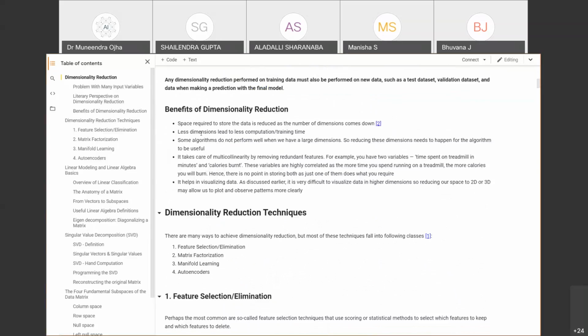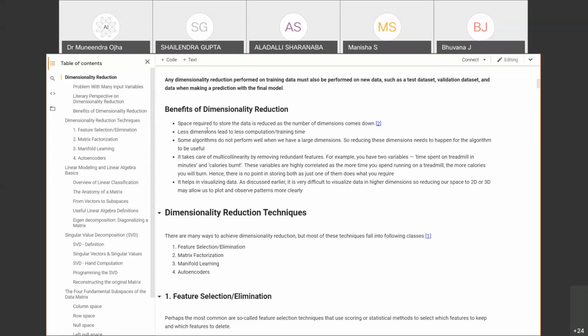Now, just a quick skip over the benefits of dimensionality reduction. Space required to store the data is reduced as the number of dimensions comes down. Fewer dimensions lead to less computation or training time. Some algorithms do not perform well when we have a large number of dimensions, so reducing these dimensions needs to happen for the algorithm to be useful. It takes care of multicollinearity by removing redundant features.